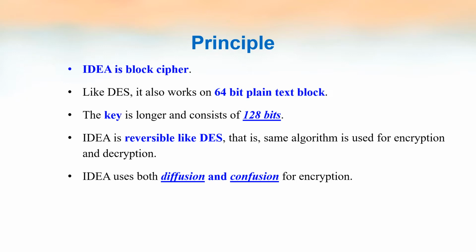IDEA uses both diffusion and confusion for encryption. Diffusion means spreading of the plaintext bits over the ciphertext bits in order to increase the avalanche effect. Confusion means making it difficult to understand the statistical relationship between the key and the ciphertext.